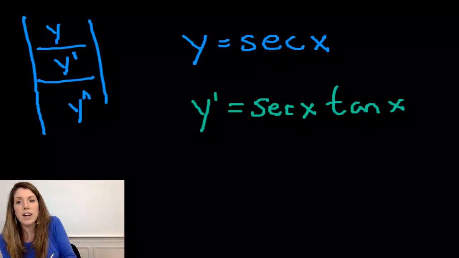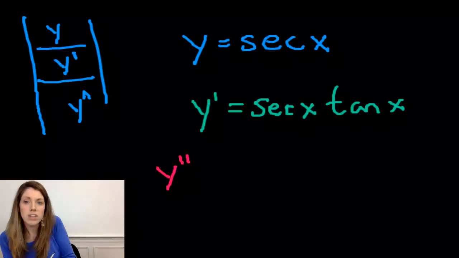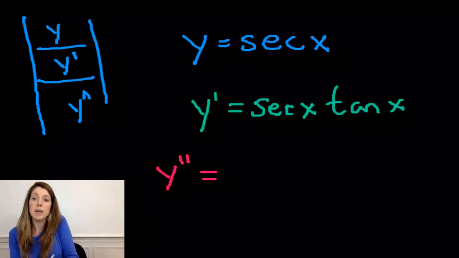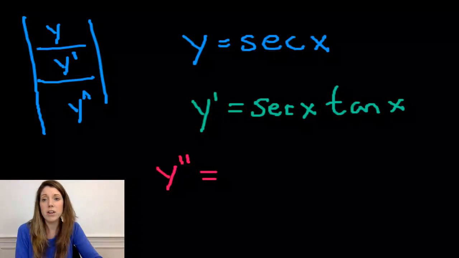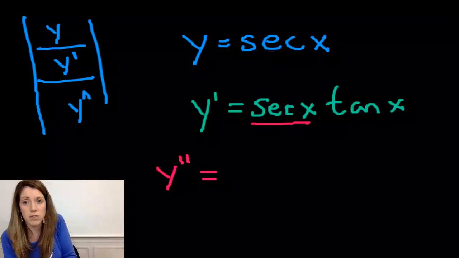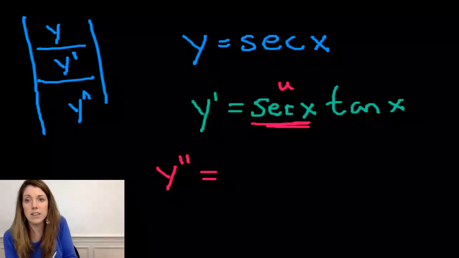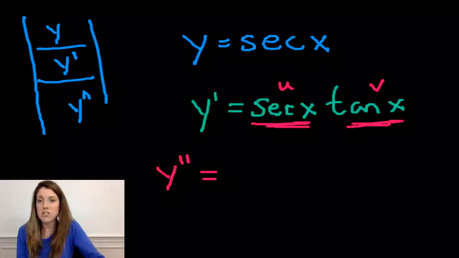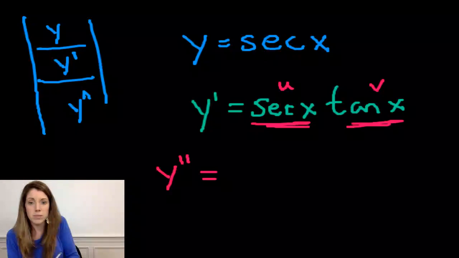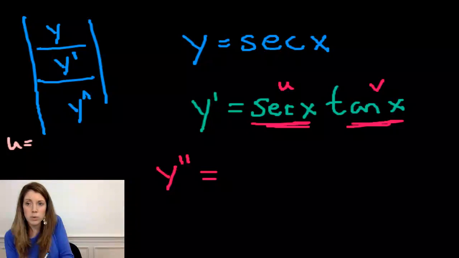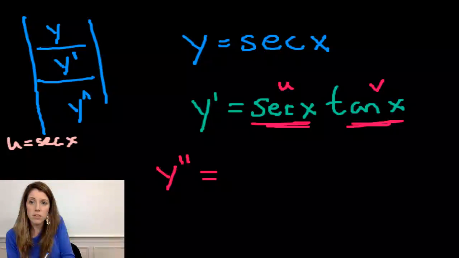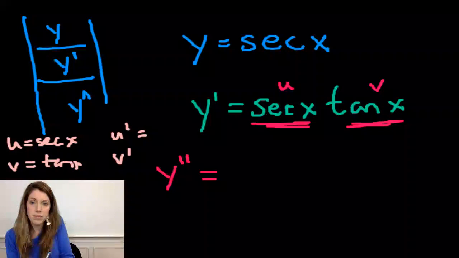So when we go to find y double prime, you might notice that we're actually dealing with a product, where we're going to need to use the product rule because we have 2 trig functions. The first one, u, is secant x, and the second one, v, is tangent of x. So let's set up our little organizer over on the side. u equals secant x, v equals tangent x. So let's find u prime and v prime.